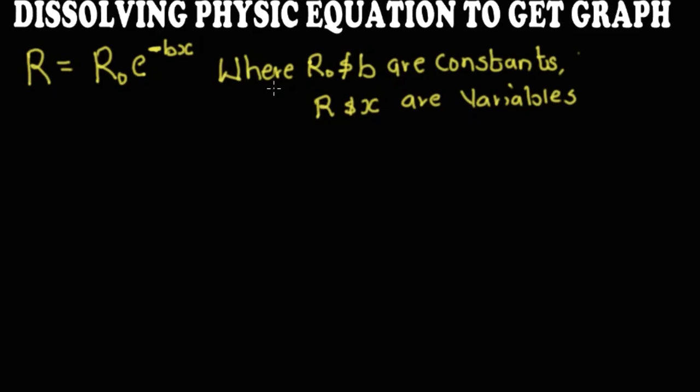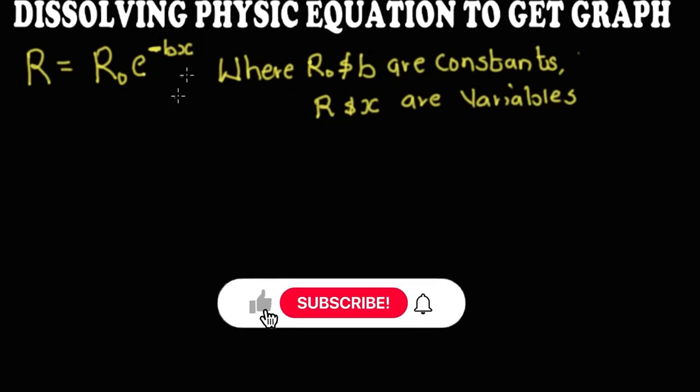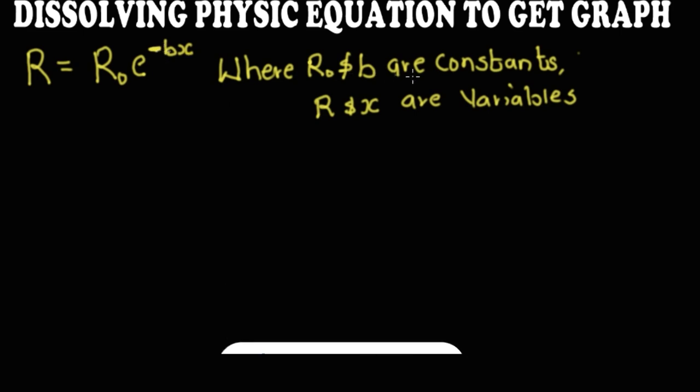Okay, student, this is another case again. It's another case, and we'll be looking at it. We are given that R is equal to R naught e power minus bx, where R naught and b are constants, and R and x are variables.